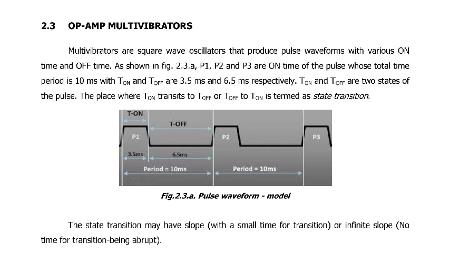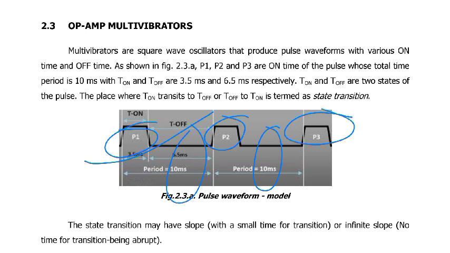As shown in figure 2.3, this is figure 2.3. P1 and P2 are on. This is P2, and this is P1. This is on, and this is on, and this stage is off, and this stage is off. So the on time of the whole total time period is.